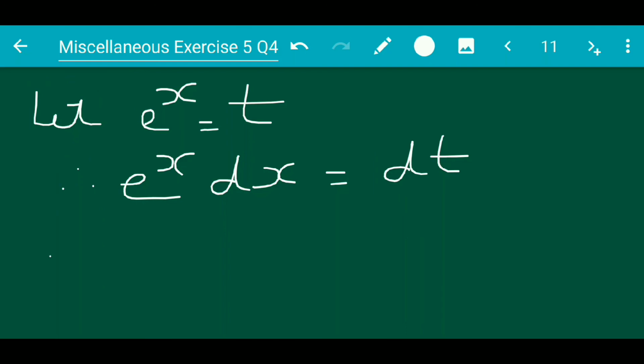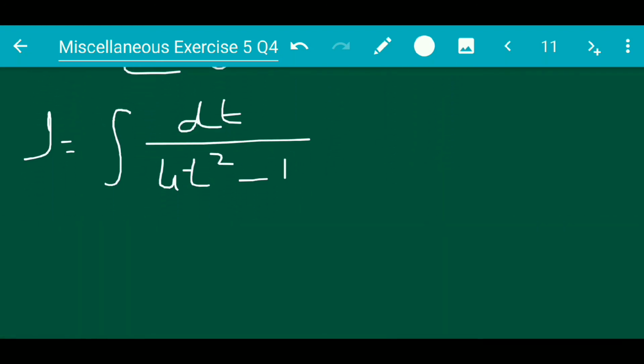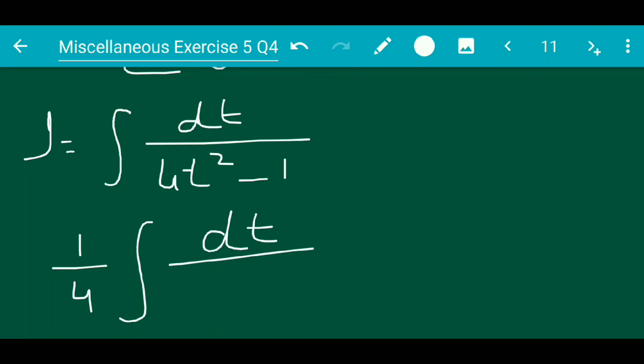Now, our integral becomes I is equal to integral of dt upon, the question being 4 e raised to 2x minus 1, that is 4t square minus 1. Again, the coefficient of the variable should be 1. The t square term should have 1 as a coefficient. So we multiply and divide by 4 in the denominator. So we get 1 upon 4 integral dt upon t square minus 1 upon 4. We have done this many times.